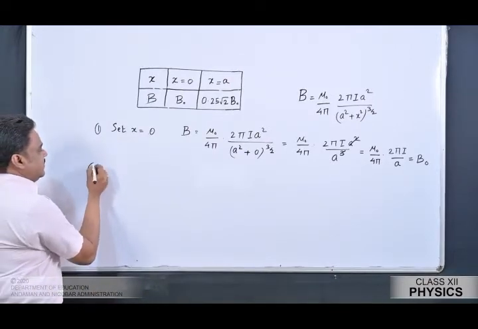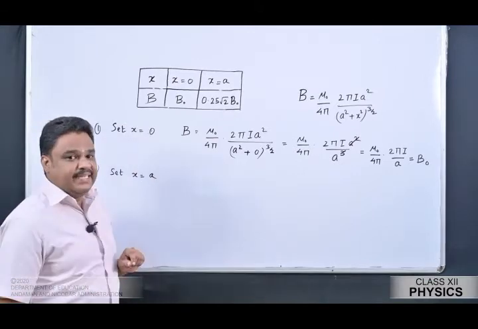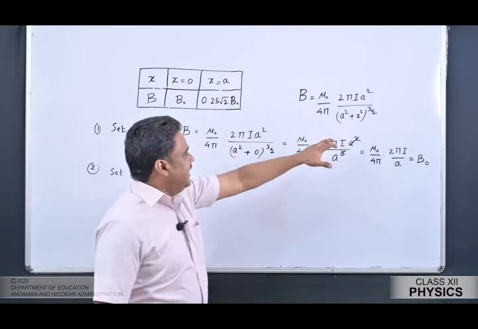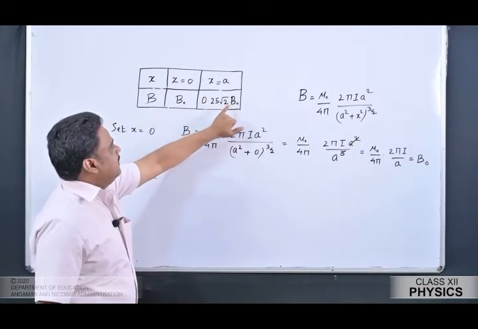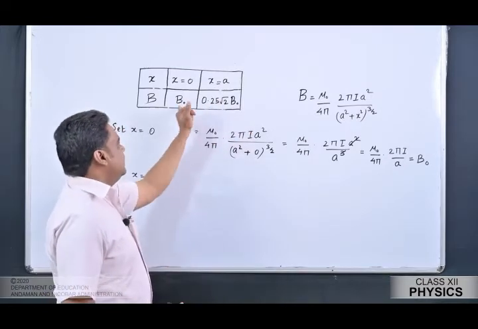They are saying set x equal to A. In place of x you are going to put A, and you are going to prove this. It should be 0.25 root 2 times the initial value. You are going to prove this 0.25 root 2 times the initial value.